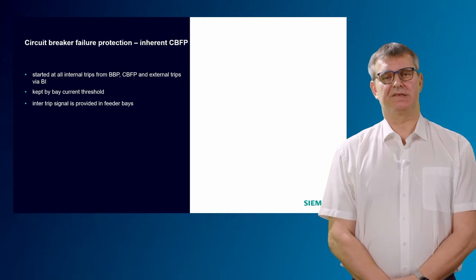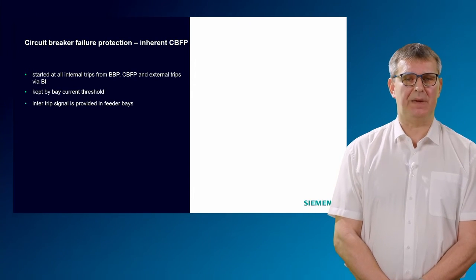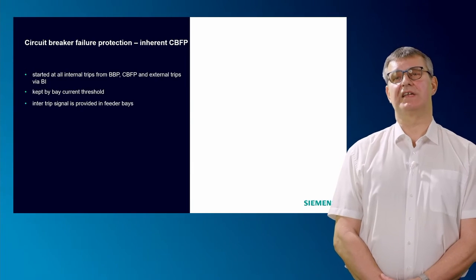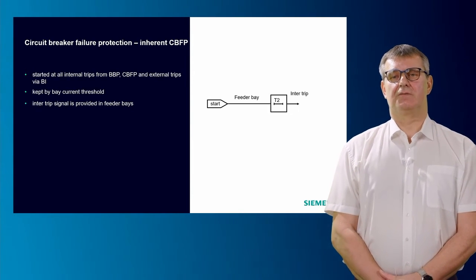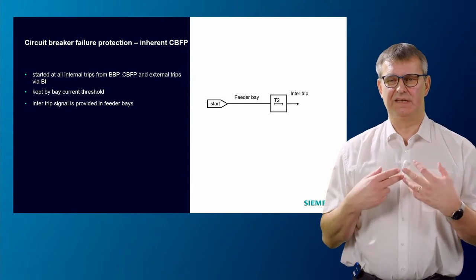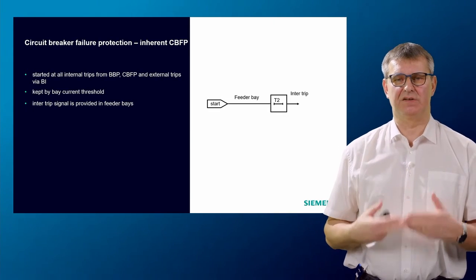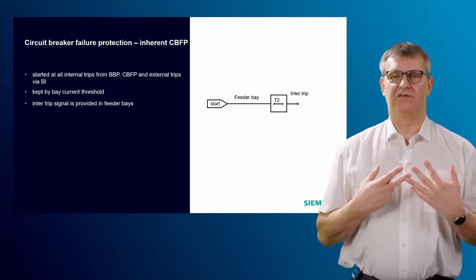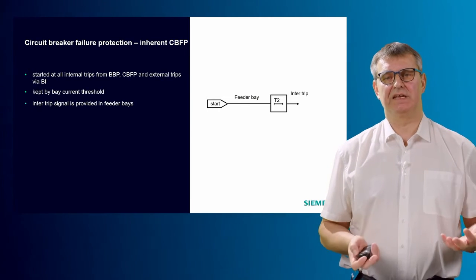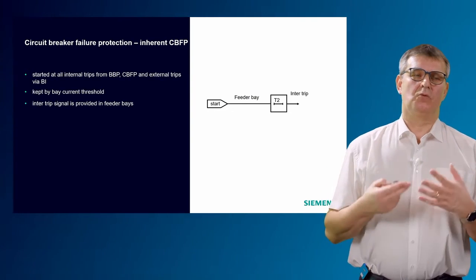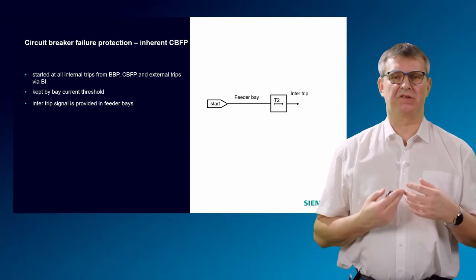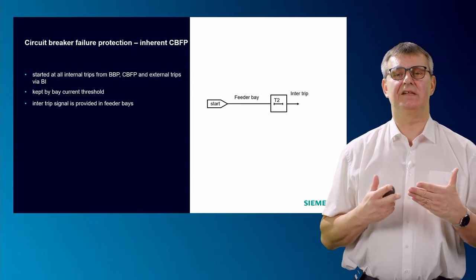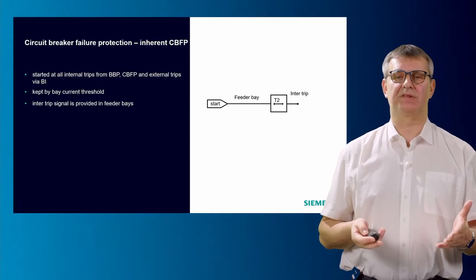And that's important. If we are in a feeder bay, the inherent circuit breaker failure protection will provide an inter-trip signal which can be used to clear the fault at the other end of the line. So inherent circuit breaker protection starts in the feeder bay, and after delay time T2, we will have the trip T2 of the circuit breaker failure protection, which can be used to send a signal to the other end of the line to trip the fault there.